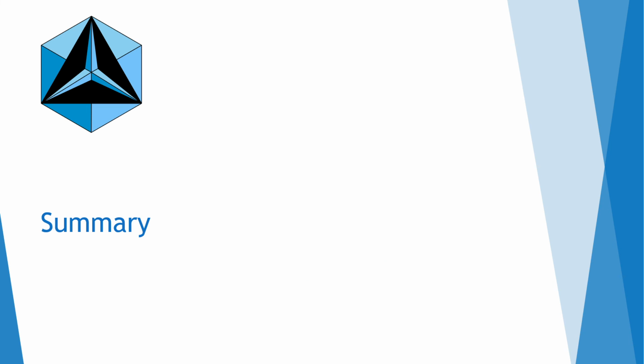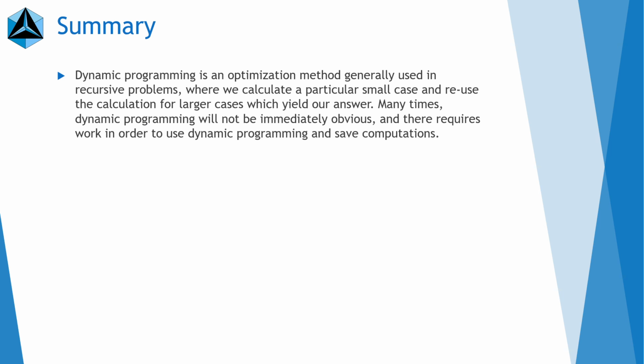Summary. So dynamic programming is an optimization method generally used in recursive problems, as you've seen, where we calculate a particular small case and reuse the calculation for larger cases, which yield our answer. So many times, dynamic programming is not going to be immediately obvious. You're going to have to do some work to actually implement dynamic programming and save some of the computations that you would have done over and over again.